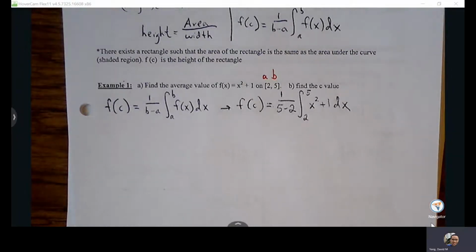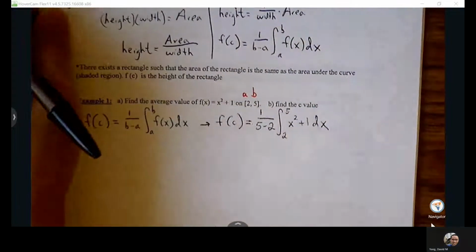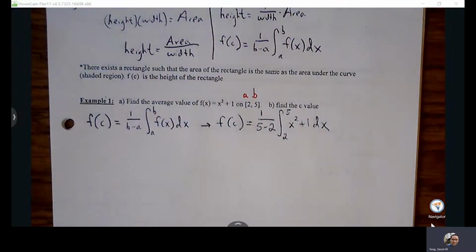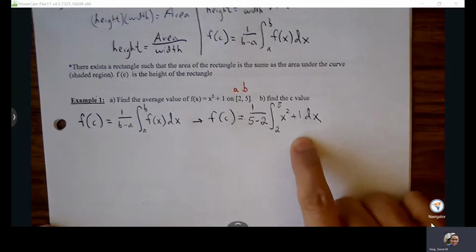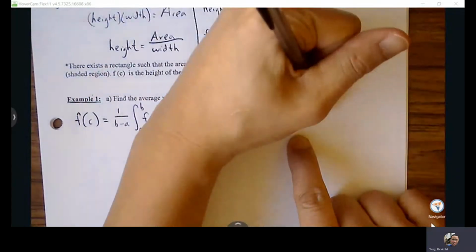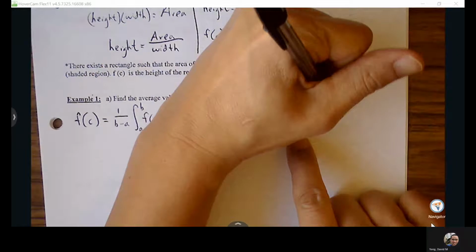Okay, any questions so far? Okay, so that's the same thing as 1 over 5 minus 2, which is the same thing as 1/3.